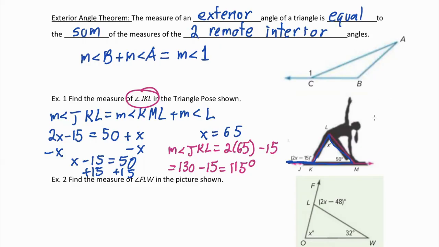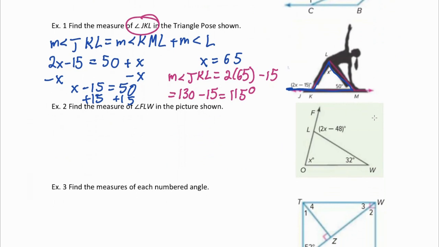Alrighty, I'd like you to try number 2 on your own. So again, we have an exterior angle. That is the measure of angle FLW, and that's equal to the two remote or not touching interior angles. So the measure of angle O plus the measure of angle W. Right, again, these are remote interior angles because they're not touching, they're not adjacent to that exterior angle. So then we substitute in. You should do 2x minus 48 equals x plus 32.